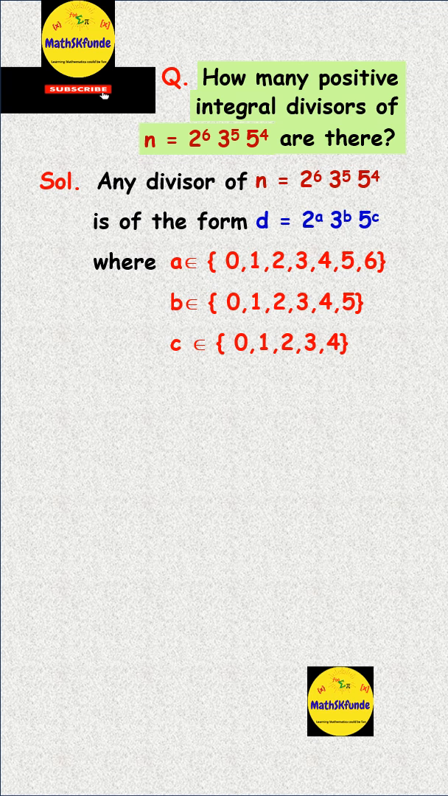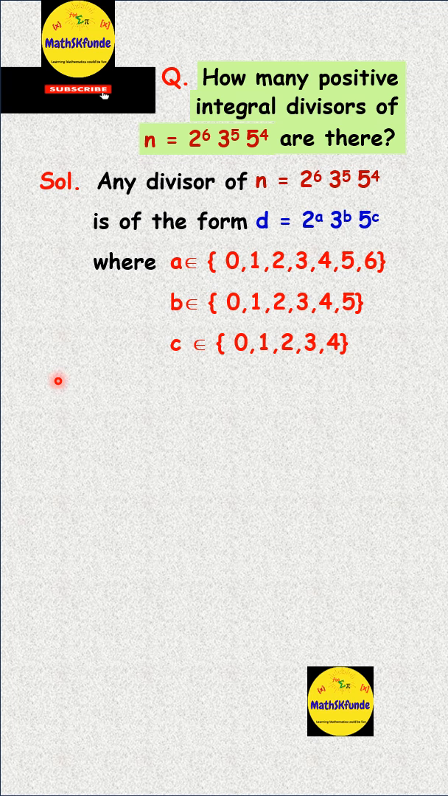Now, your question could be why am I including these zeros in these sets for possible values of A, B, and C? See, there can be a divisor which does not involve any power of 2, or it may be that it doesn't involve any power of 3, or it may be that it doesn't involve any power of 5. So we need to include these zeros.